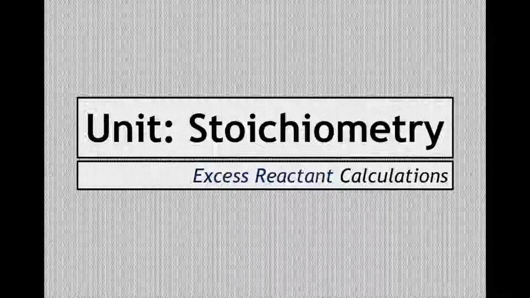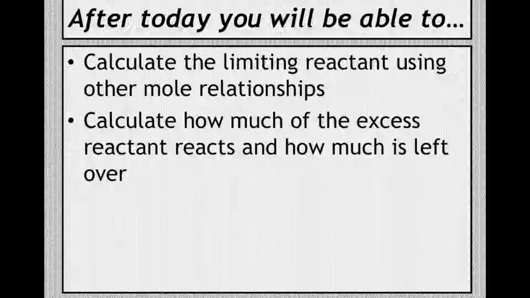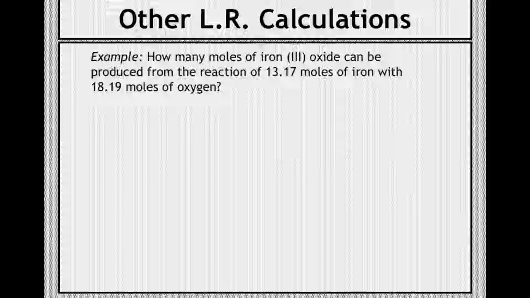All right, so this is the last lesson of the stoichiometry unit. We're just going to identify the excess reactant and find out how much is left over. After today, we should be able to calculate the limiting reactant. We've already done this, but we have to do this to find the excess reactant, and we need to be able to calculate how much of the excess reactant will react, and how much will be left over.